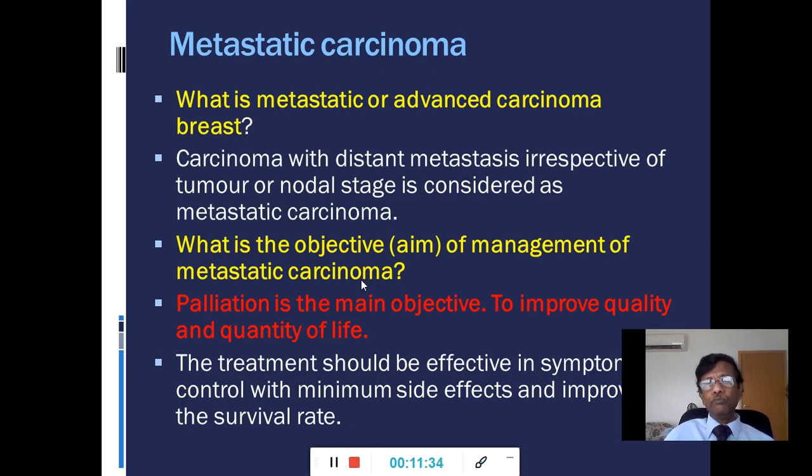But it is to improve the quality and also the quantity of life, not just relieving the symptoms. The treatment should be effective in symptom control with minimal side effects, and the survival rate should also be improved. That is our aim.